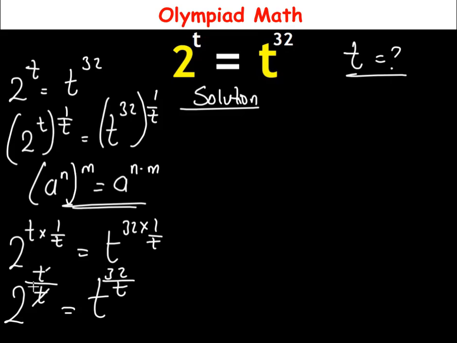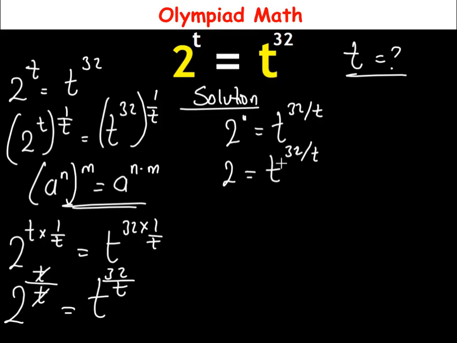Now, t will divide t, you have 1, so 2 raised to power 1 is equal to t raised to power 32 all over t. So 2 raised to power 1 is 2, which equals t raised to power 32 all over t.